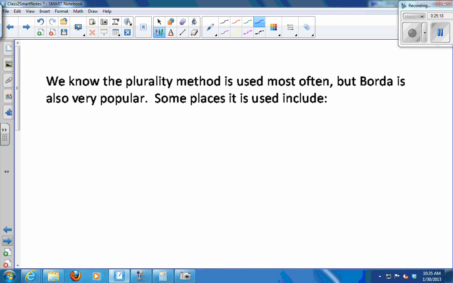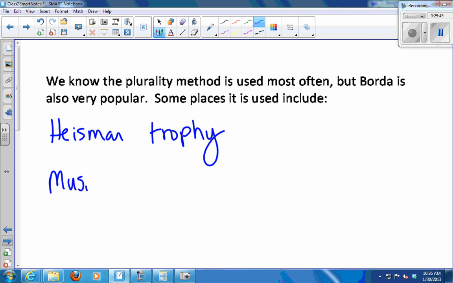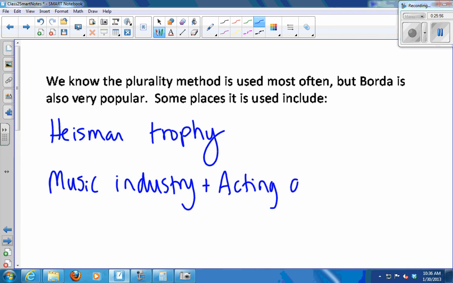So the plurality method is used most often, but Borda is also a very popular method for running an election. It's used really often for awards that are voted on, like the Heisman Trophy. Lots of people vote on Heisman Trophy candidates and they rank them and points are assigned. Music industry awards and acting awards often use Borda count. Other sports awards like Rookie of the Year in, I think, basketball and things like that, they often use Borda count.